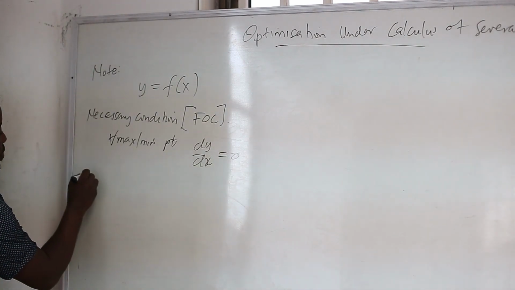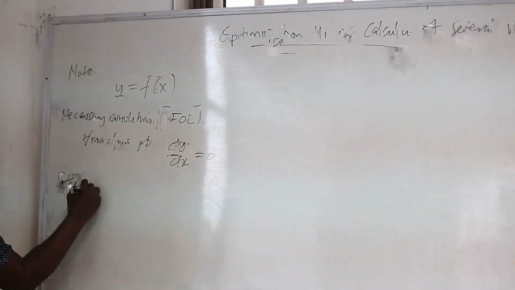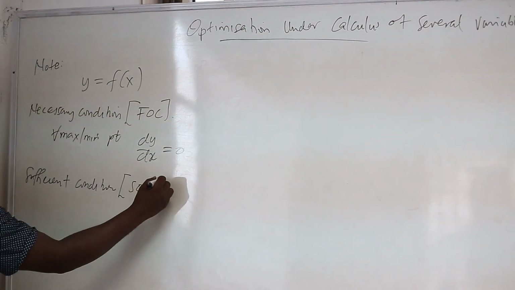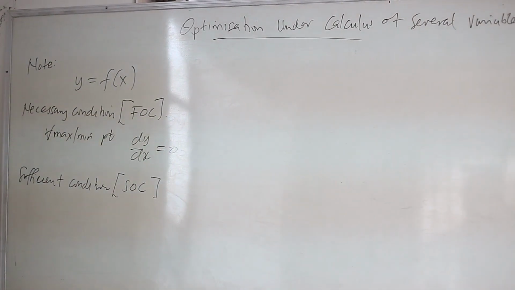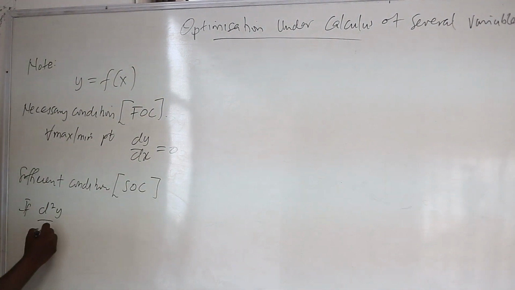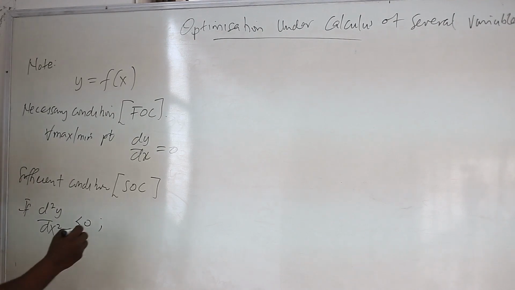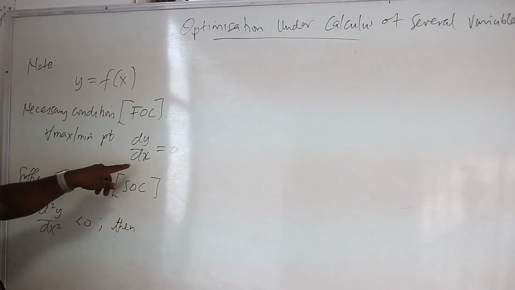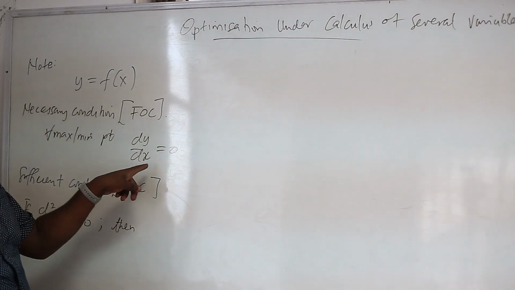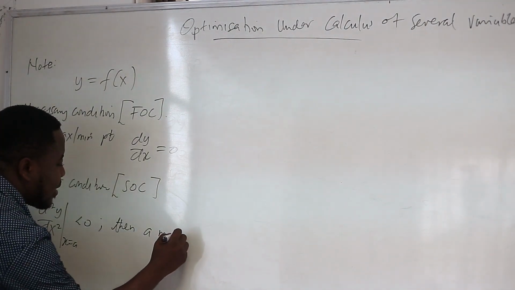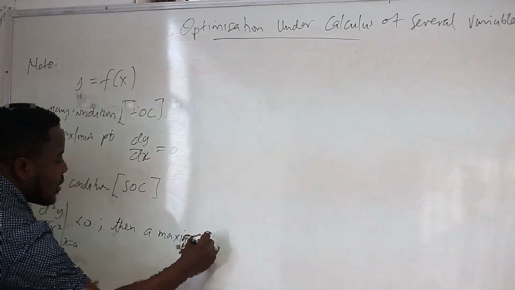So the second order condition, which is also known as the sufficient condition, is the second order condition. The second order condition states that if d²y/dx² is less than 0, then when we solve for this function, the value there, so at x is equal to a is less than 0, then a maximizes the function.